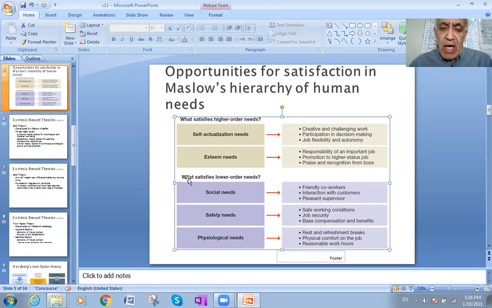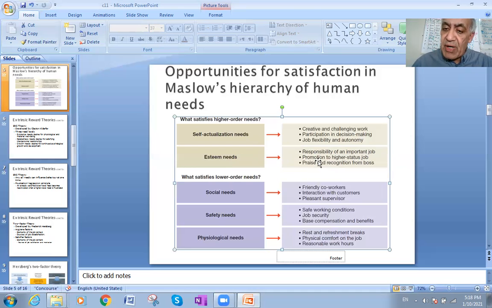Okay, as long as we said this blue are the lower needs, we call them the lower needs. Let's go to the higher needs. The higher needs is esteem. How will you make them satisfy the esteem needs in them? Responsibility of an important job, make them feel responsible.